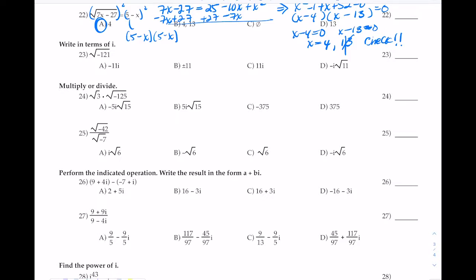So what I have to do is pull out the square root of negative 1 times the square root of 121. And the square root of negative 1 is i, and the square root of 121 is 11, because 11 times 11 is 121. So my answer is 11i, which would be letter C.